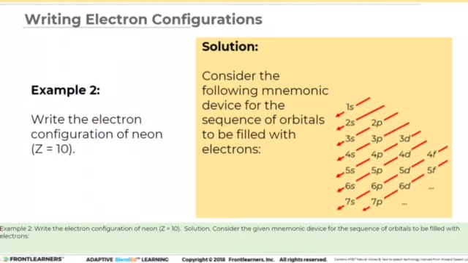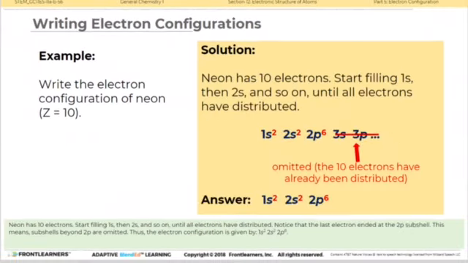Solution. Consider the given mnemonic device for the sequence of orbitals to be filled with electrons. There are 10 electrons. Start filling 1s, then 2s, and so on until all electrons have been distributed. Notice that the last electron ends up in the 2p subshell. This means subshells beyond 2p are omitted. Thus, the electron configuration is given by 1s2, 2s2, 2p6.